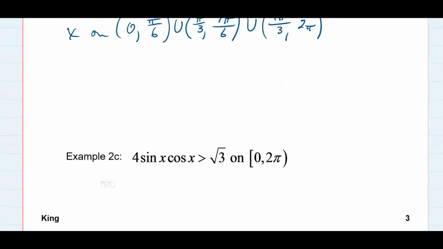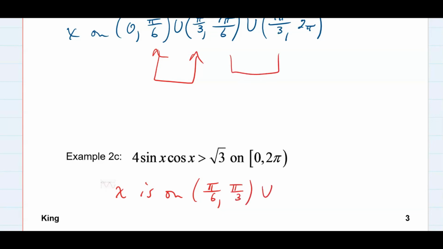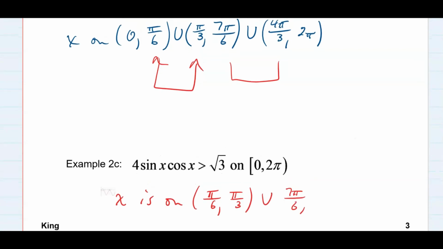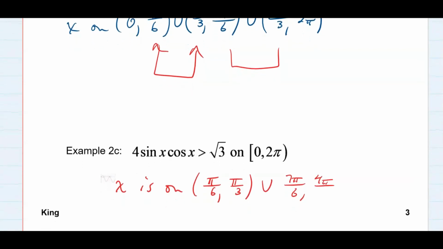So now what we can see here is that we're going to be going from pi over 6. So this is x is on pi over 6. Again, open intervals because we're not equal to pi over 6 to pi over 3 in union with 7 pi over 6 to 4 pi over 3. And we have our solution.